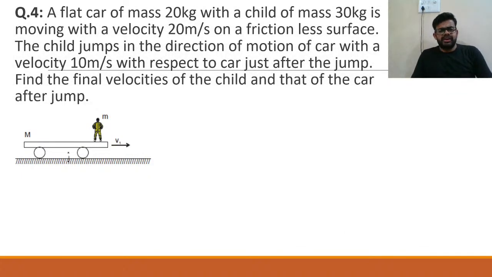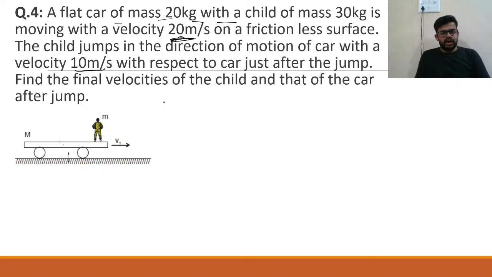So the next question is in front of you. I'm giving you four options for this. Let's say a flat car of mass 20 kg moves with a child of mass 30 kg. The child is standing on the cart, and this system is moving with 20 meter per second velocity. The surface is frictionless, and now the child jumps in the direction of motion of the car with 10 meter per second velocity with respect to the car. So the initial velocity of the system is 20 meter per second.